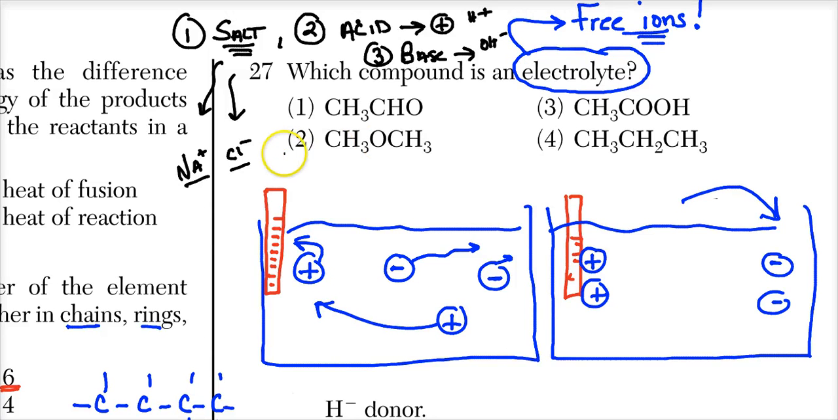Only when you liquefy them or dissolve them in water are you able now to conduct electricity. So the question is really about which one is an acid, base, or a salt. Now when you look at your choices, you can see we're dealing with organic compounds, carbon-based molecules. Table P, Q, and R are your friends here. So you're looking for an acid, base, or a salt.